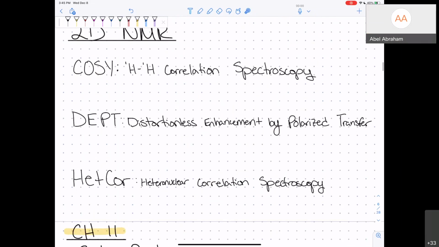All right, so this is just here, write it down, take a picture, whatever. All he's going to ask you is what does COSY stand for? What does HETCOR stand for? So just know that we're not going to spend time talking about it. We are done with chapter 9. Any chapter 9 questions?